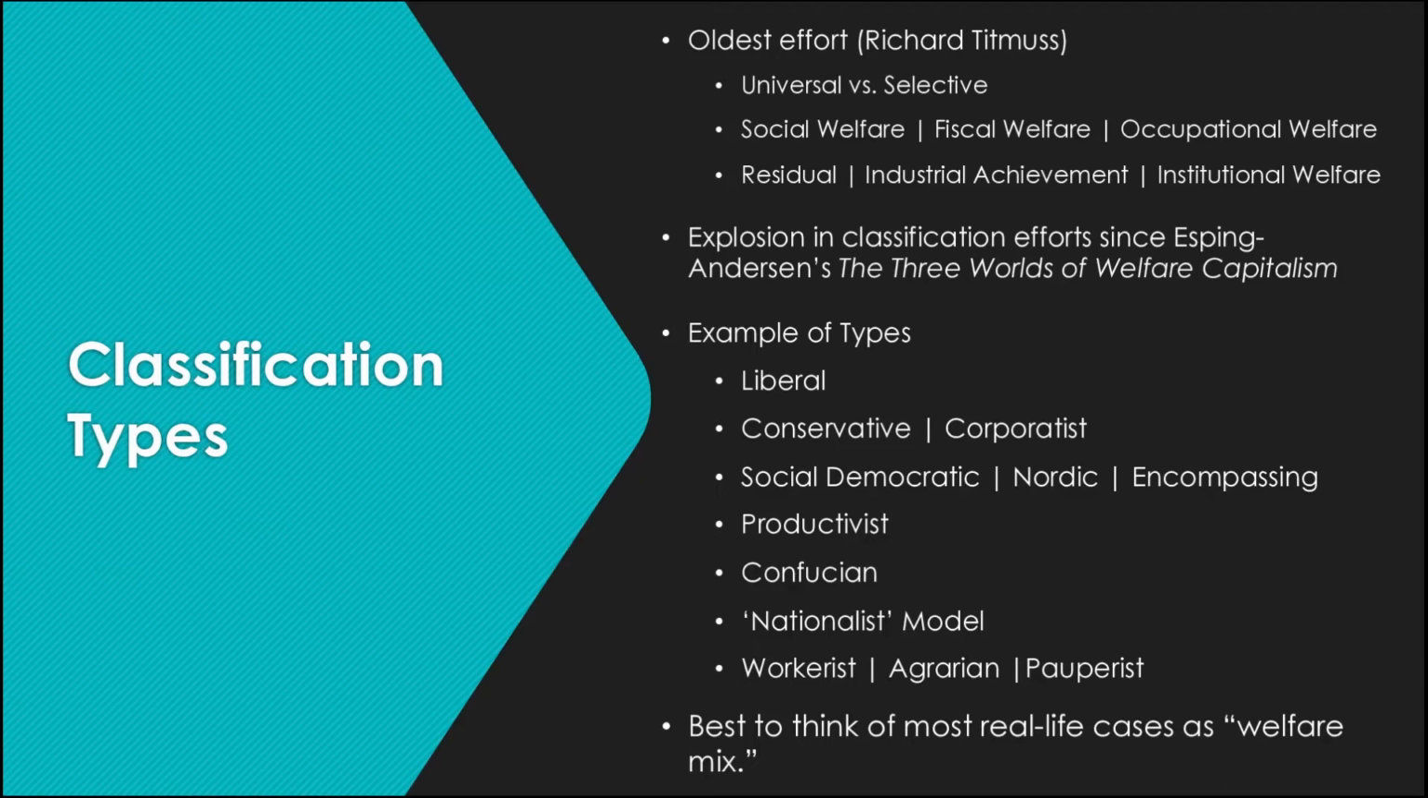Titmuss' industrial achievement performance model is closely related to his earlier idea of occupational welfare. This model, to quote him, incorporates a significant role for social welfare institutions as adjunct to the economy. It holds that social needs should be met based on merit, work performance, and productivity.